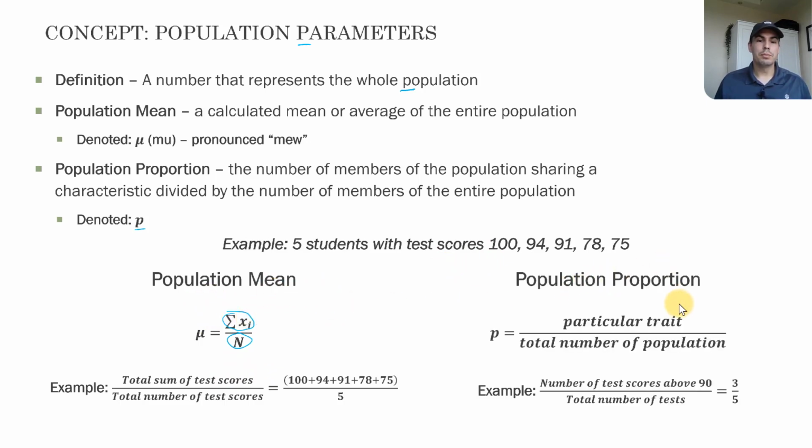Now for our population proportion, I need to think of what particular trait I am going to be evaluating. So in this case, if we were to look at the number of test scores above 90, well, I've got 1, 2, and 3. So that would be 3 divided by the total number of tests, which was 5. So our population proportion here would be 3 over 5.